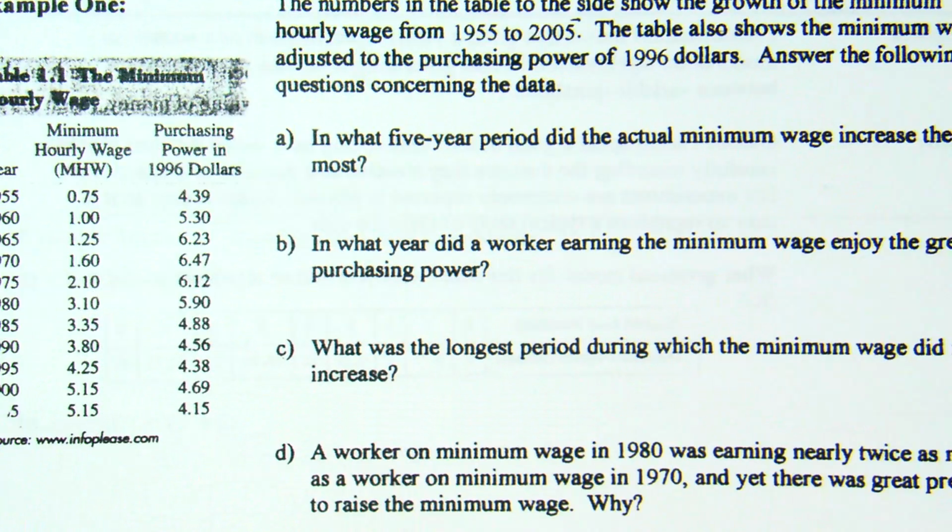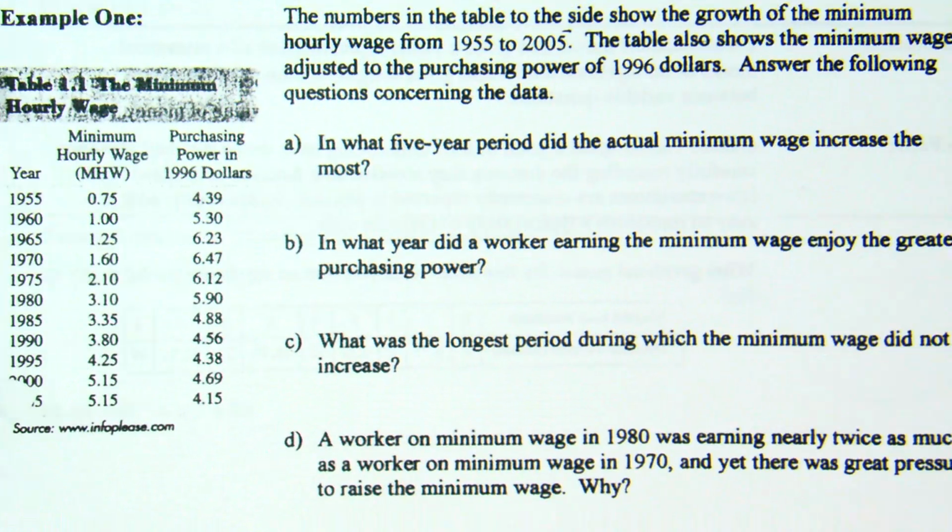So take a moment, check out that table. It's minimum hourly wage. There's years. There's minimum hourly wage, and there's purchasing power in $1996. Question A. In what 5-year period did the actual minimum wage increase the most?